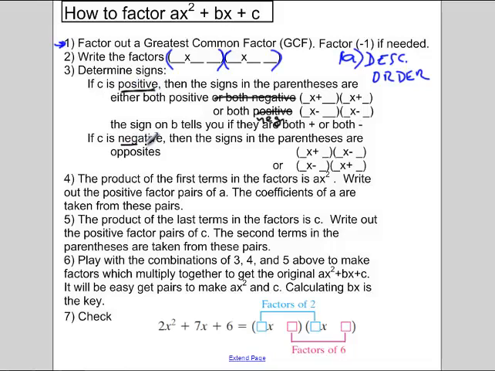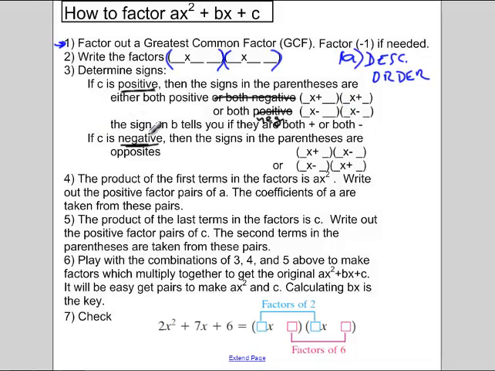And then the sign on B tells you if they're both positive or both negative, because this one plus that one has to add up to that one. So if B is positive, then this and this would be positive, because they'd multiply together to give me a positive number, and they'd add up to give me a positive number. If B was negative, then they have to be both negative, because they'd multiply together to give me a positive number. Negative times a negative would be a positive. Negative plus a negative would give me a negative if B were negative, because the B will tell you whether these are both positive or both negative.